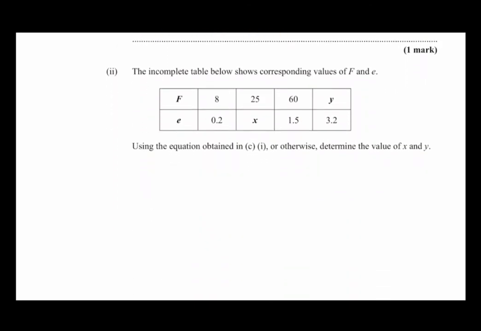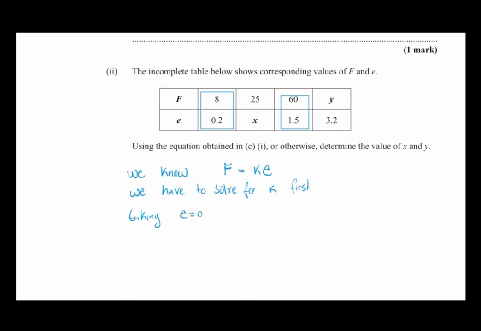Moving right along to part 2, where we're asked to solve for x and y. We know the equation F equals K times E. In order to solve for x and y, we have to first solve for K. We can either use F equals 8 and E equals 0.2, or we can use F equals 60 and E equals 1.5 and solve for K. In this case, I'm going to take E equals 0.2 when F equals 8 and plug that into my equation. So 8 is equal to 0.2 times K. I solve for K, which gives K equals 8 divided by 0.2. This means K is equal to 40.